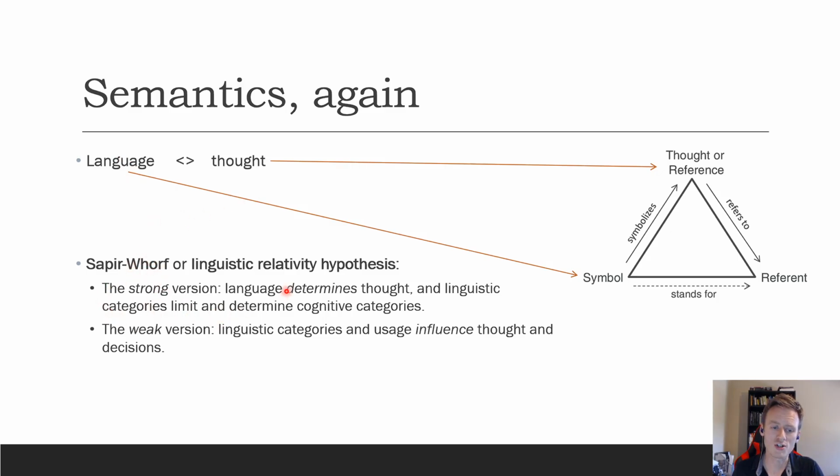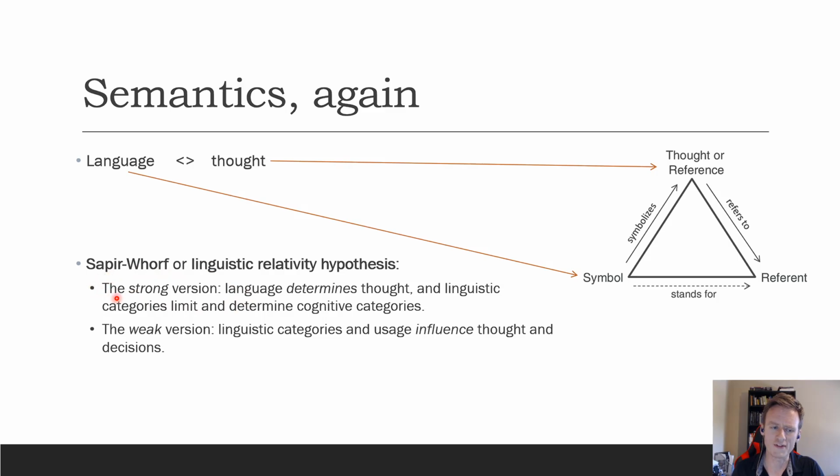And on the strong version, language determines thought. That is, language is responsible for the essential features of thought, and linguistic categories limit and determine cognitive categories. So that's a very strong thesis. Contrast that with a much weaker thesis, the idea that linguistic categories and usage influence thought and decisions. And of course, you can influence thought without determining everything about thought.